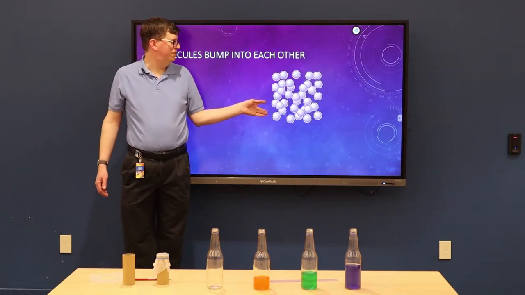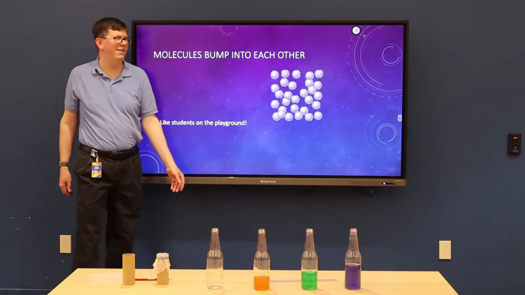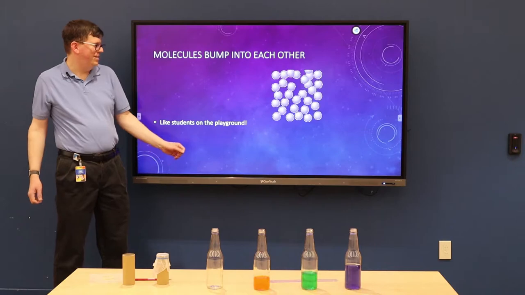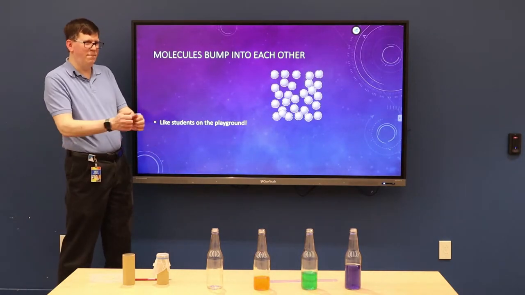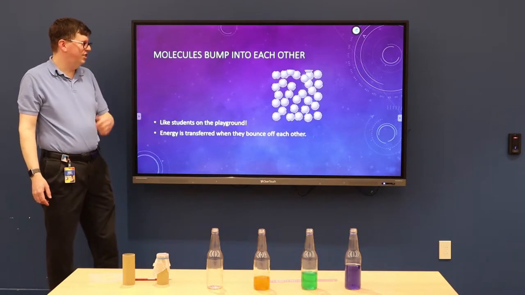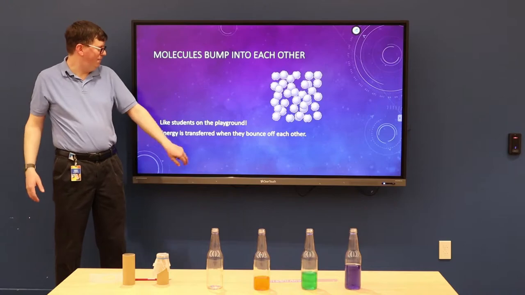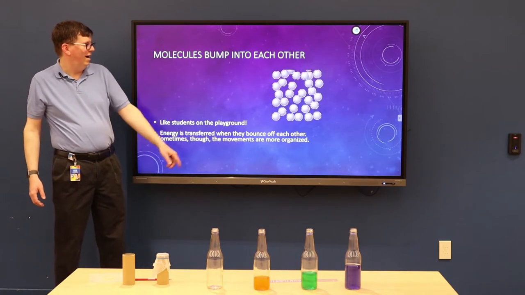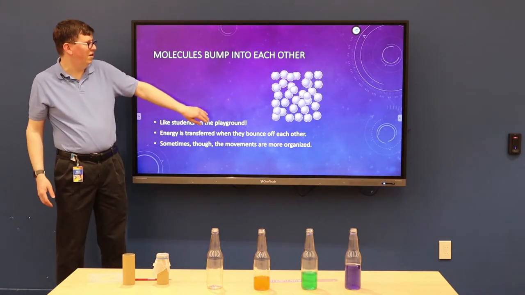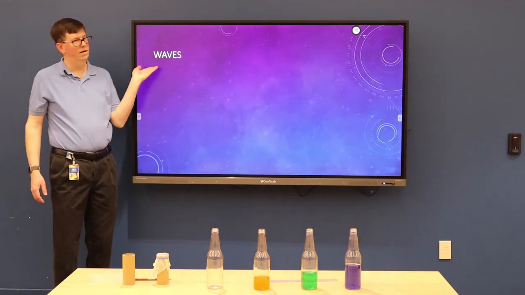All right, so here's something showing molecules just kind of bumping into each other, like students on the playground. You know, you run around, you might bump into another kid, or like a kid might kick a ball and it'll go zooming over there. Energy is transferred when these molecules make contact and bounce off each other. And here it's just kind of just moving, but sometimes the movements are more organized. We have a name for that. Waves.